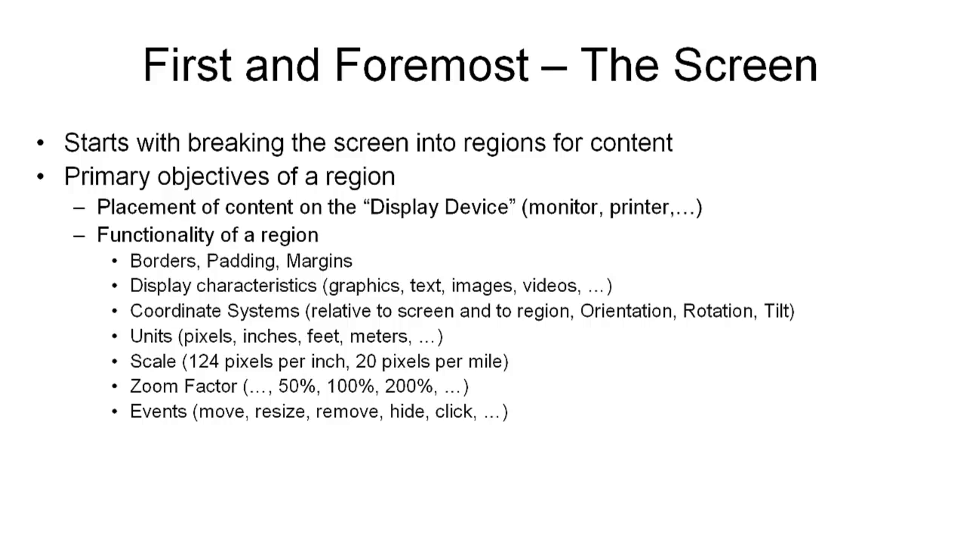So the primary objective of a region, some region on the screen, is the placement of content on our display device, whatever it is: on our monitor, on our printers, on our phone, or whatever device we're talking about. It's the same issue. The logic doesn't change. So the functionality of a region is we move borders, padding, and margins pretty much on the region. The content shouldn't care about these things, and so they can still set them. We're not limiting any capabilities here.